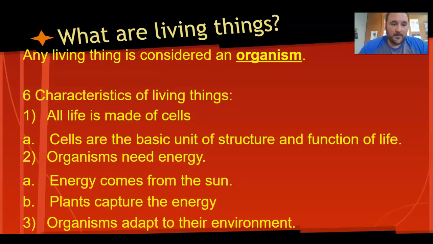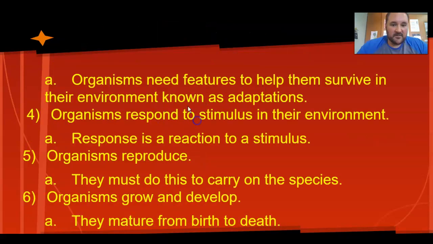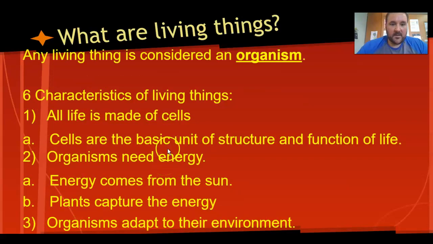There are six basic characteristics of all living things. The first one is in every textbook. The first characteristic of a living thing: all living things are made of cells. Cells are the basic unit of structure and function for all living things.